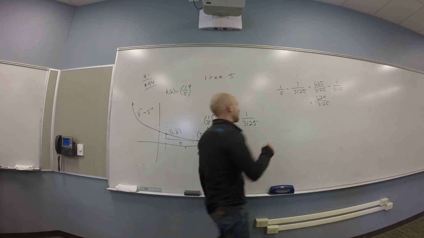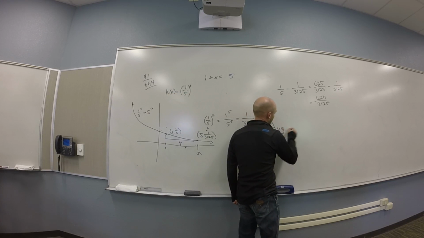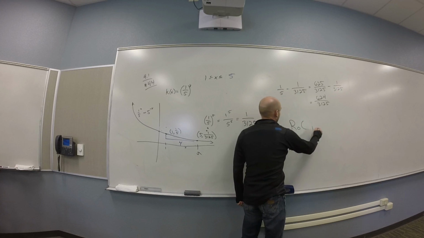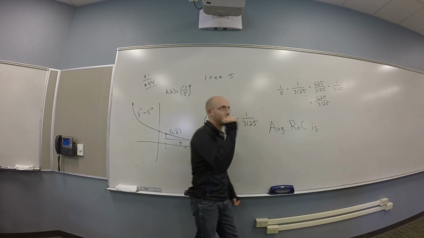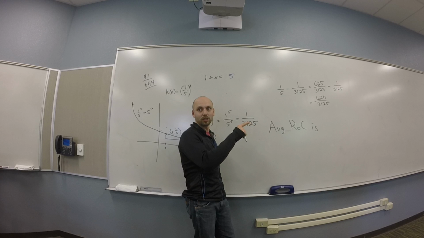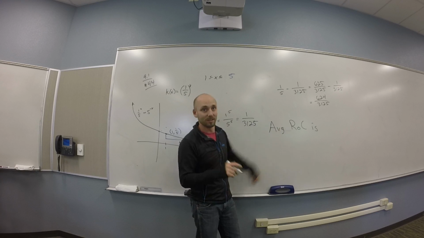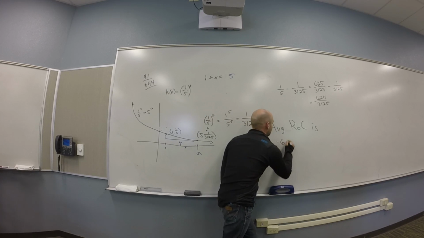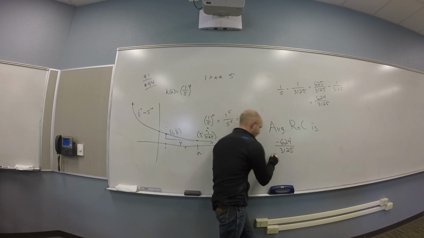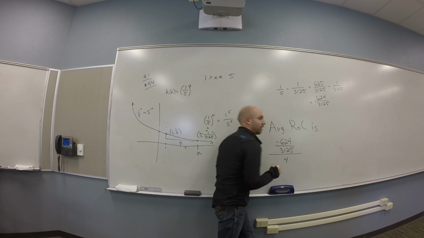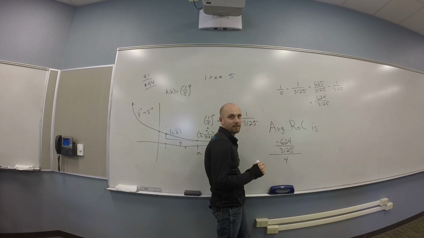So your average rate of change is that fraction over 4. It's negative that fraction, right? Because we're going down by that much. So negative 624 over 3,125, all over 4. And is this a nice way to give your answer to people?